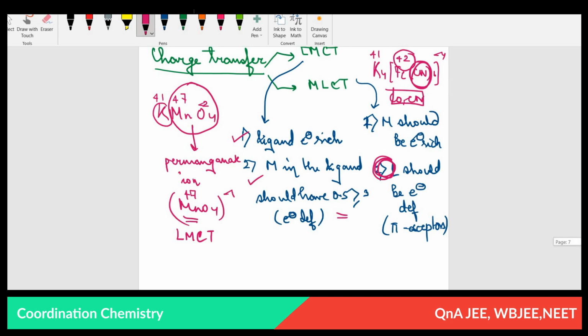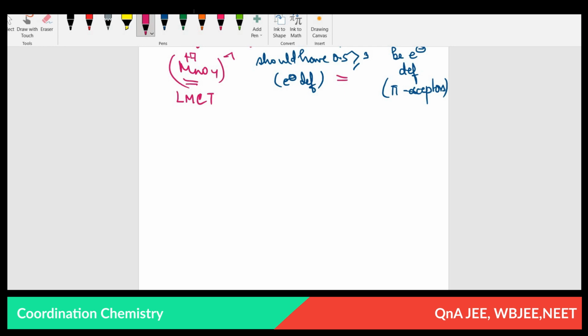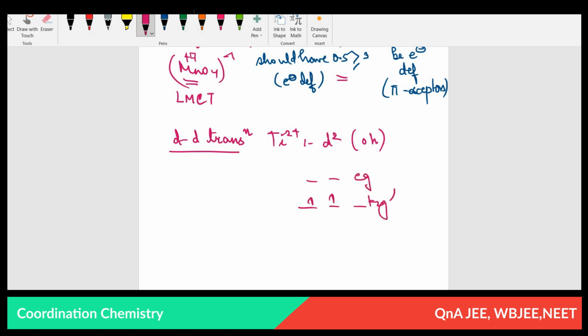Now there is one more option mentioned. Let me explain it to you, which is dd transition. What is dd transition? It is when there is an electronic transition between the d orbitals of a metal. Suppose I say titanium 2+. This is a d2 system, right? In an octahedral complex, when the electron transfer is from t2g to eg, that is within the d orbitals itself, that is referred to as a dd transition. So in this case our answer will be option number C, that is ligand to metal charge transfer.